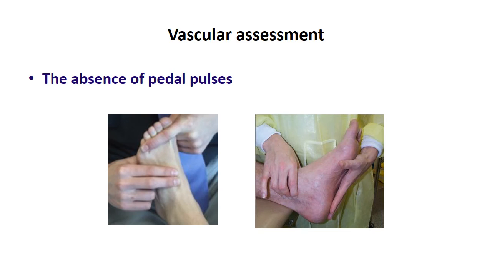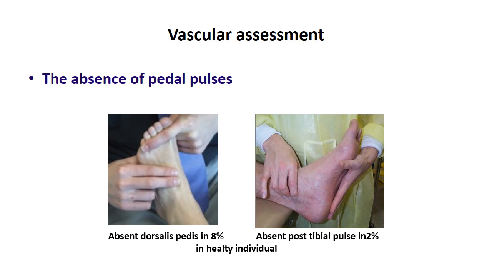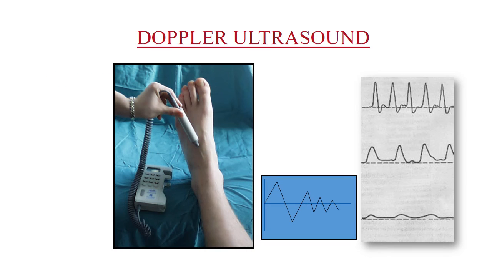Then we test for the pedal pulse, testing for the dorsalis pedis. If we cannot feel the dorsalis pedis, we move to look for the posterior tibial behind the medial malleolus. If we cannot feel it, we have to think that this can happen in healthy individuals. Absent dorsalis pedis occurs in 8% of healthy individuals, and absent posterior tibial pulse can occur in 2% of the population. So if we don't feel it, we need to move to the next level, where we do the Doppler ultrasound.